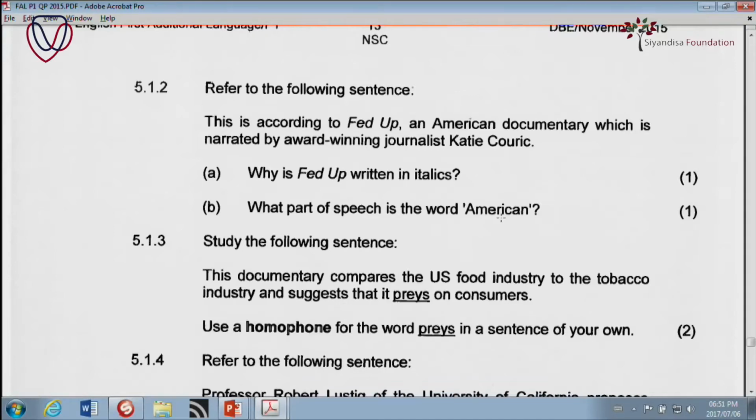Why do we say it's an adjective? Look, this is, according to Fed Up, an American documentary. Now, documentary is a noun. So that is a word being used to describe a noun. What type of documentary is it? It's an American documentary. But it has a capital letter. So if you want to be fully correct, then you would have to say it is a proper adjective, which it is. But the question doesn't ask that, it only asks what part of speech. So all you're going to do there is say adjective. Right.